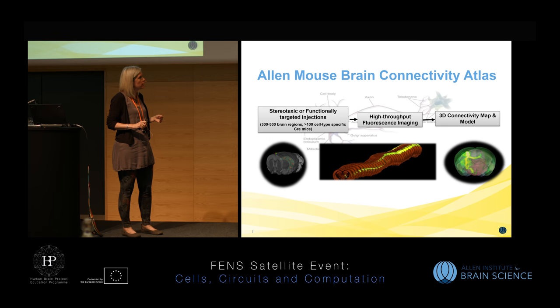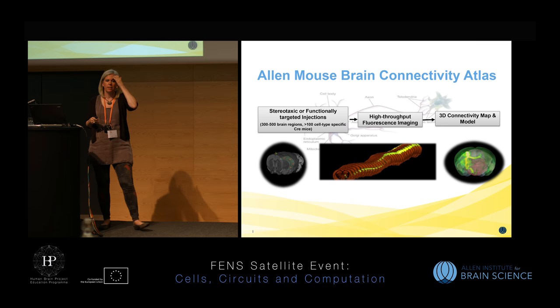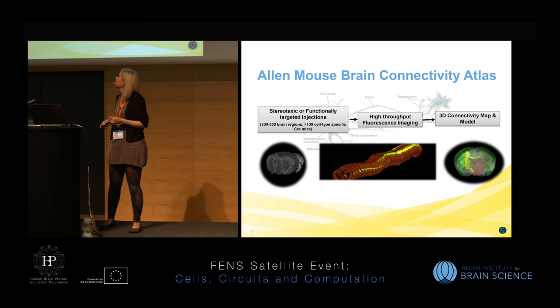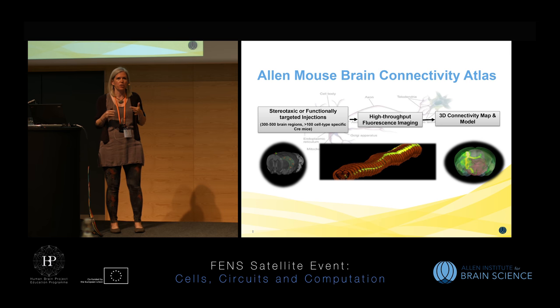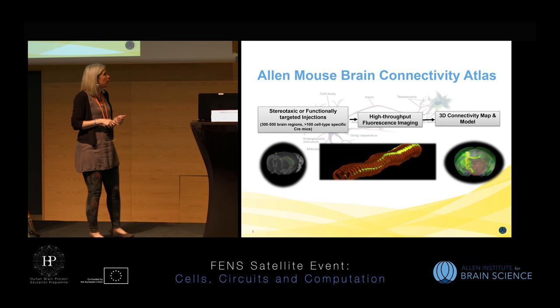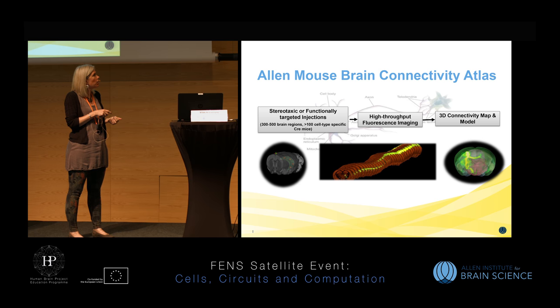So I want to talk to you a little bit about what's in the connectivity atlas. It's a long-range neuronal connectivity projection data set, and targets were either stereotaxically or functionally defined, and then they were injected with AAV virus, and the virus caused the cells to express a green fluorescent protein. After 3 weeks, our high-throughput pipeline sliced the brain up.